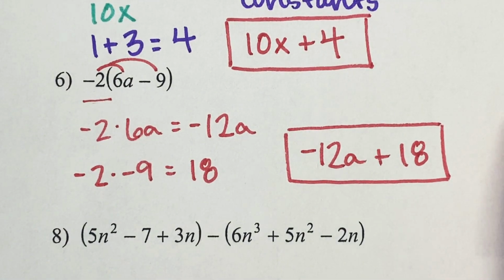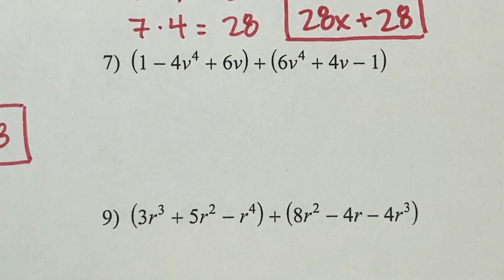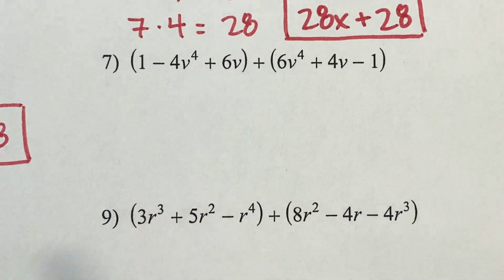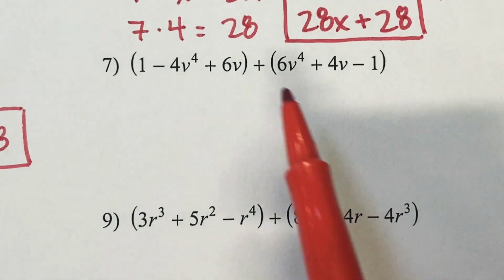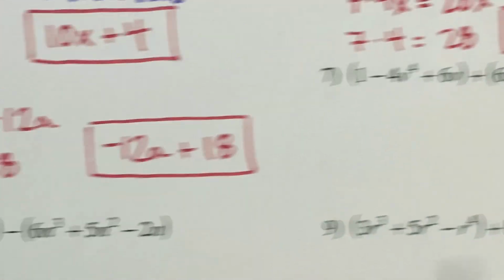Okay, so let's look at number 7, 8, 9, and 10. Our notes are a little shorter today. Notice we have parentheses, but always look at the sign in the middle. In 7, we are adding them. In 8 and 10, I believe we are subtracting them.